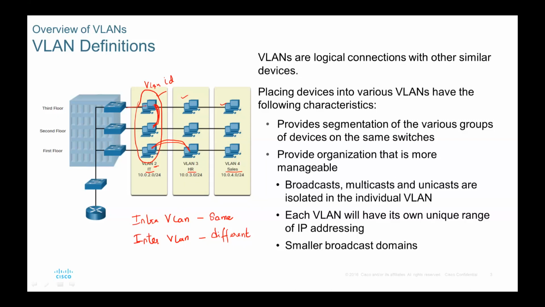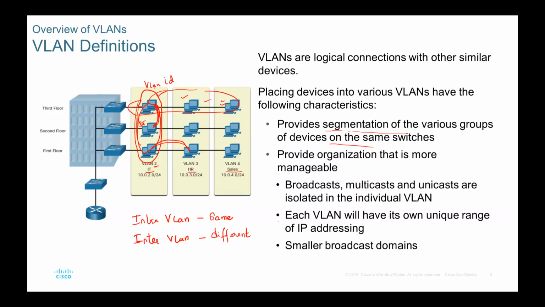What are the characteristics? We can provide segmentation of various groups of devices on the same switch. So though all these machines are connected to the same switch, they work like they are attached to 3 different switches and they are working like separate networks. Okay, so we can manage large networks efficiently because we are able to restrict the broadcast traffic. So if one machine sends a broadcast, only the machines inside this VLAN will receive it, nobody else will. So we are able to isolate all the other machines from receiving the traffic.